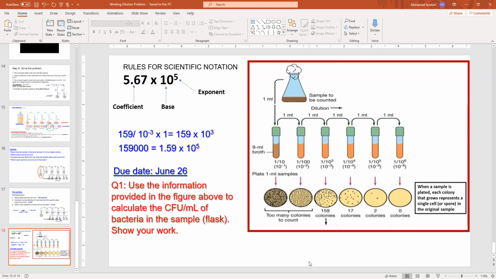Okay, anything else on this lab? Not on that one.